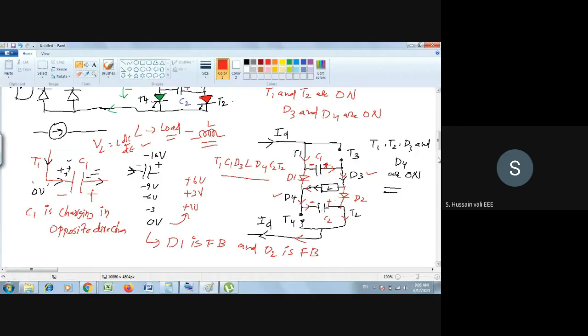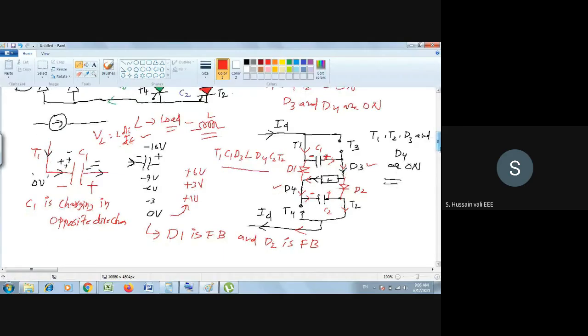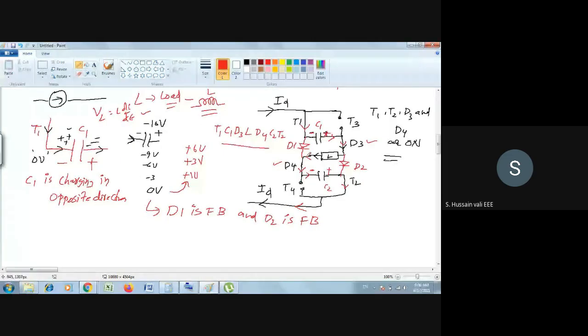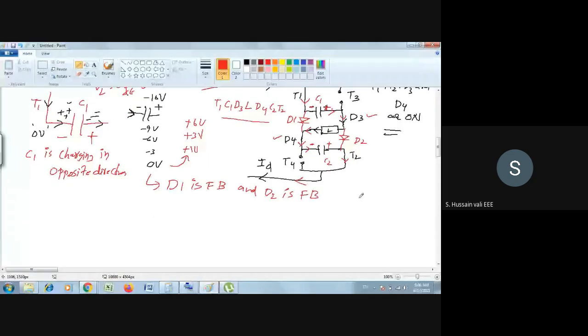So now, what is the closure path? If both diodes are on, which kind of closure path will you see now? Please see, I will redraw the circuit diagram. Both diodes are on, so the new closure path will be something like this. This is E1. Then this is the capacitor, it is short circuit. Capacitor C1, then diode D1, then diode D3. Now there is a load here.